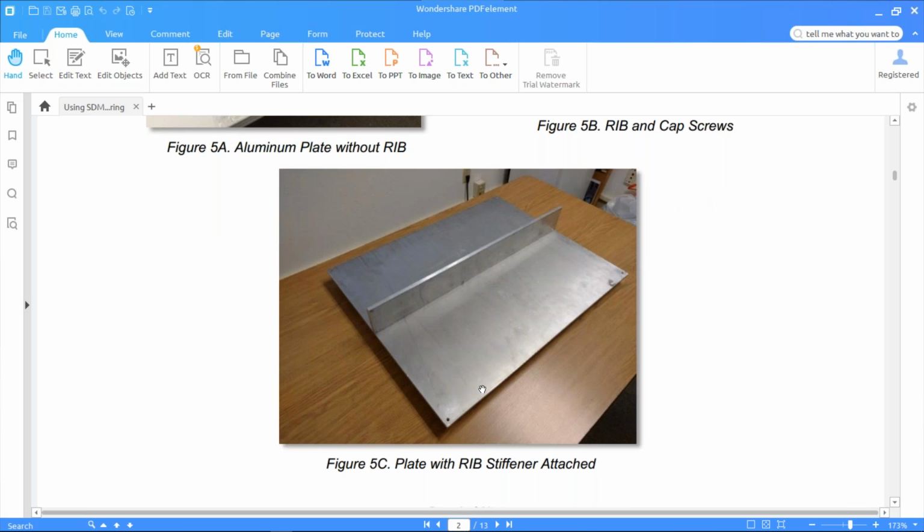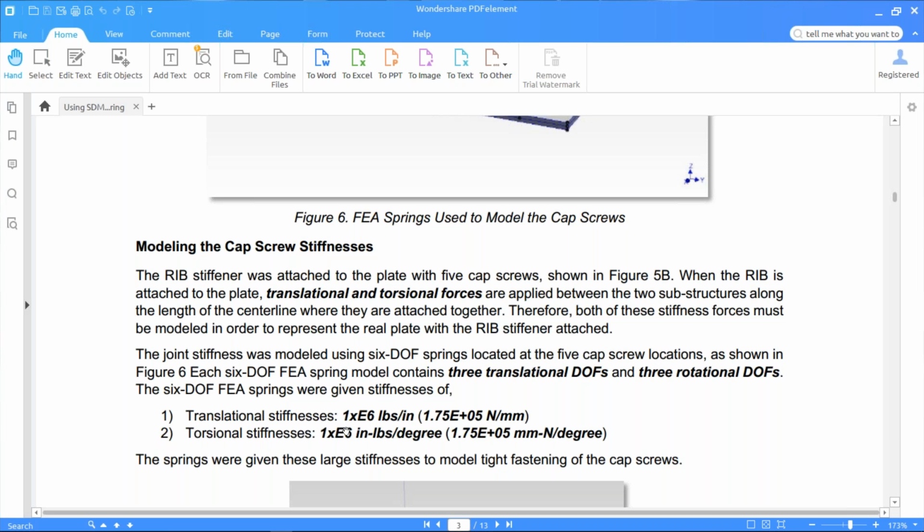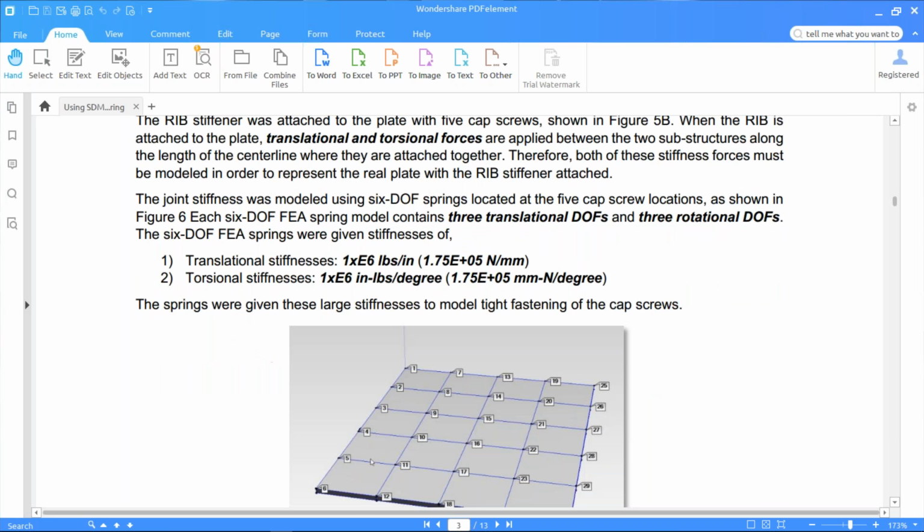Let me just go ahead and show you some of the results here. The question will come up: how much stiffness do I add? Well, to start out, you simply make them really stiff. So we're going to put in a torsional stiffness of 1,000,000 pounds per inch, or here it is in newtons per millimeter, for the translational stiffness. That's the XYZ, that's sticking the rib to the plate with the cap screws. And then the torsional stiffness, again, 1,000,000 inch-pounds, so it's a torque per degree of rotation. Again, we're just going to put in some very stiff values to model those 5 cap screws.